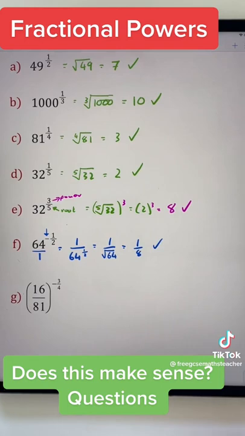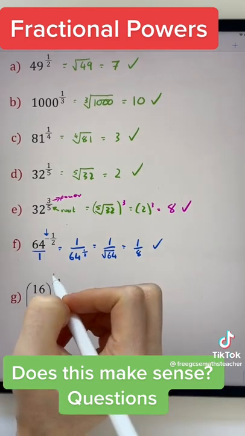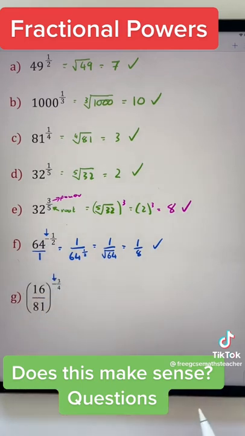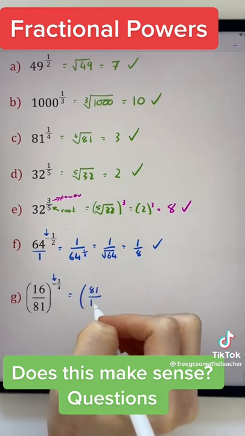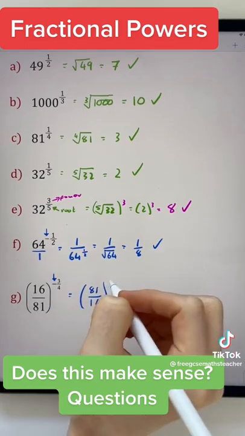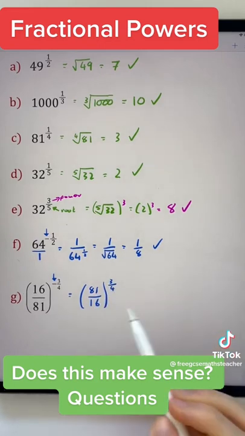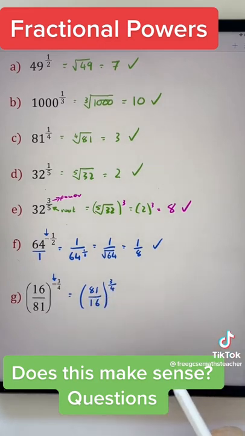For question G, again, if we see a negative power, it means the reciprocal. In other words, turn upside down. So 16 over 81, I'm going to rewrite as 81 over 16. I'm going to write the power positive. We apply the power to both the top and the bottom of the fraction separately.